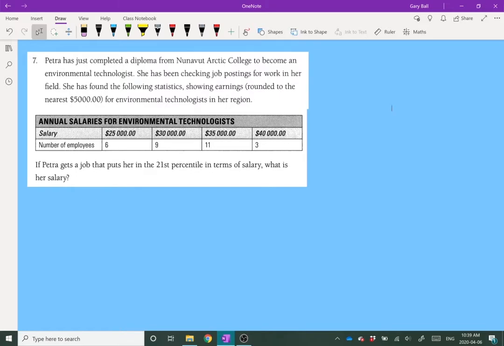Petra just got a diploma from Nunavut Arctic College. She's checking job postings for work in her field, and she's found the following stats for earnings. This is all rounded to the nearest $5,000. Here's another chart where there are groups. Instead of doing it with each piece individually, it's been broken down into groups. It's an easier way to deal with large numbers of data.